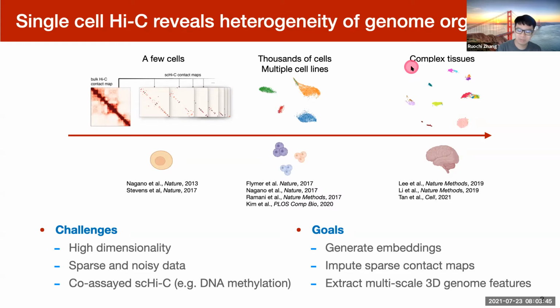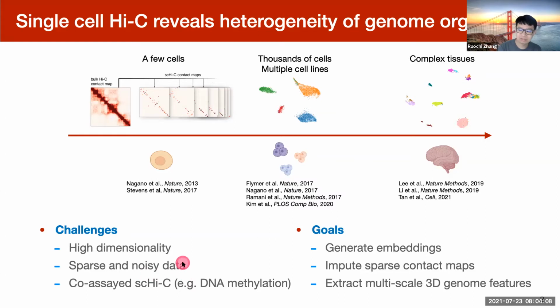In particular, as compared to other single-cell modalities, single-cell Hi-C is extremely high-dimensional, sparse and noisy, and the dependency of different entries in the contact maps brings extra challenges as well. And extra efforts are needed to better utilize the co-assay signals such as DNA methylation.